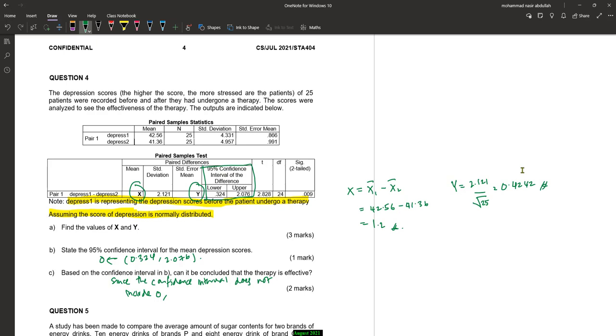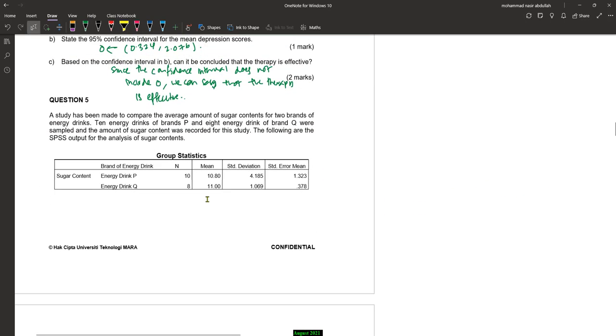So we can say that the therapy is effective. Why is it effective? Because there is a change, there is a difference. If there is no zero in this interval, it means there is a difference. If we look at the p value, it is also less than 0.05, so they support each other. Right, so question number 5.